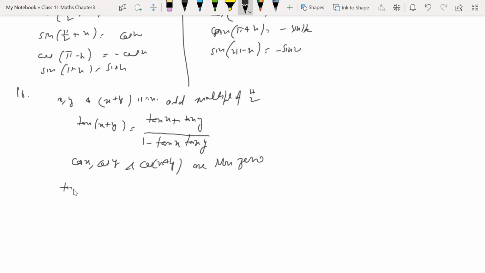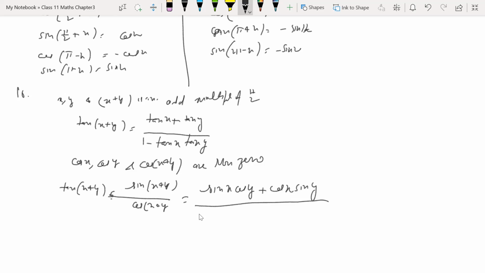As we know, tangent of x plus y is equal to sin of x plus y divided by cos of x plus y. We have the formula for sin of x plus y, which is sin x cos y plus cos x sin y, and in the denominator, cos of x plus y is cos x cos y minus sin x sin y. Identities 2 and 3 we have applied here.